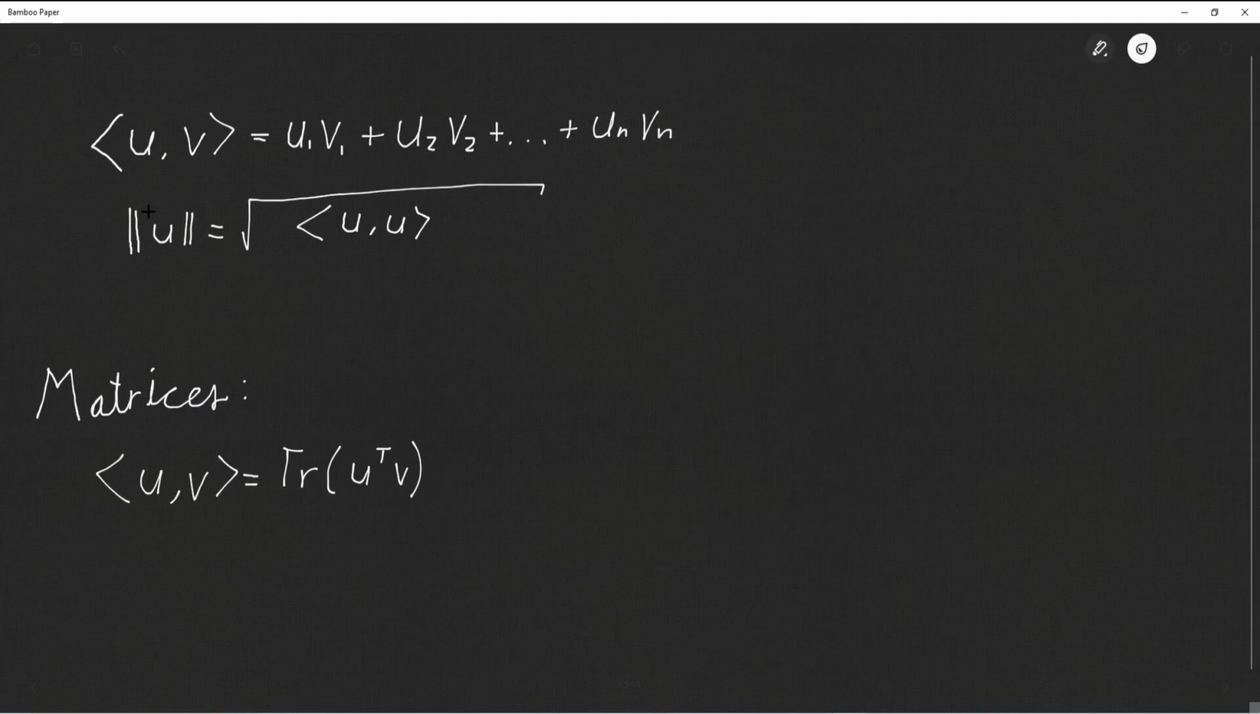And then the magnitude of u is going to be equal to the square root of the inner product of u with itself, which also means that the magnitude of u squared is just equal to the inner product of u with u. And then for matrices, the inner product of u and v is equal to the trace of u transpose multiplied by v.